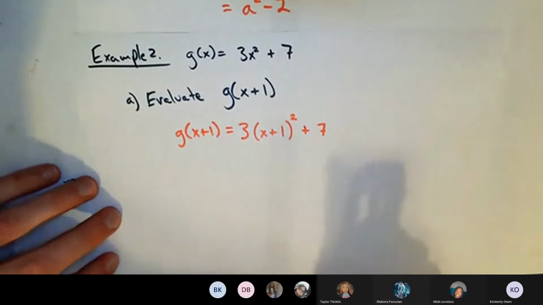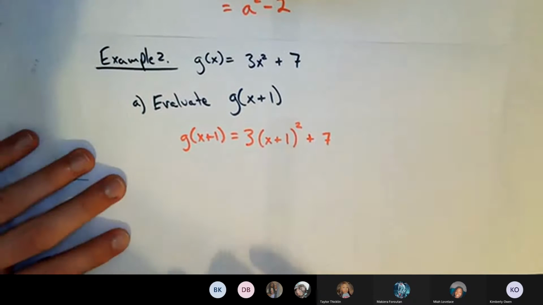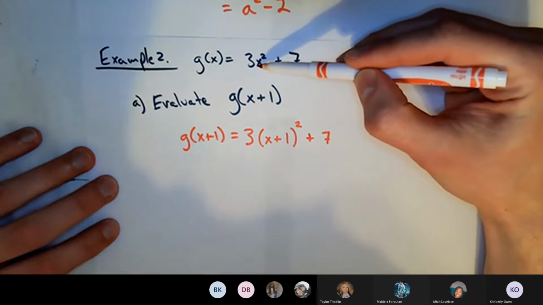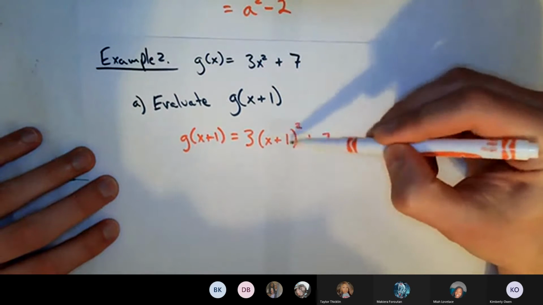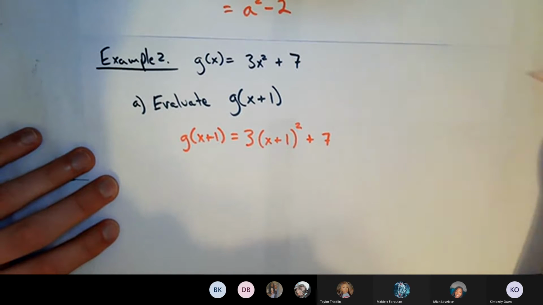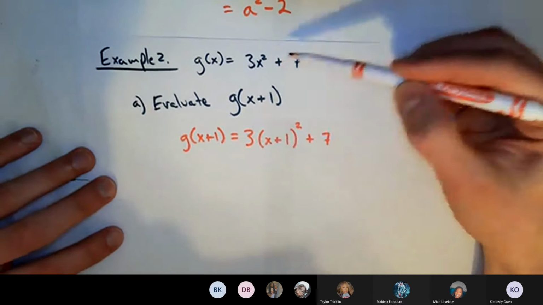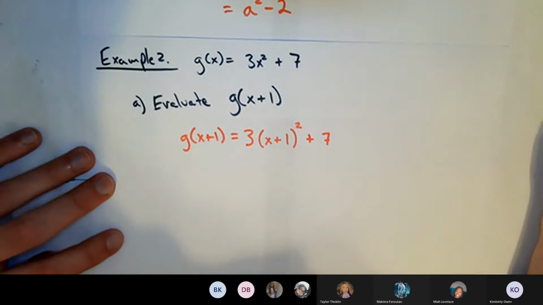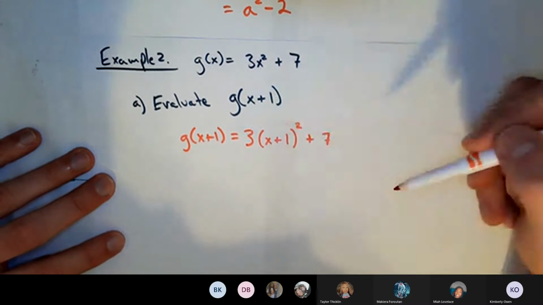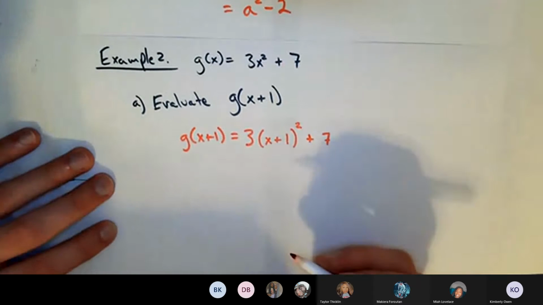So what is this actually? Well, okay, before I evaluate it, let's just talk a little bit more about this. Literally, this x got replaced by x plus 1 wrapped in parentheses. It has to be wrapped in parentheses, right? Everything else is the same, 3 and plus 7. Cool. So now our job is to actually expand this and compute it.